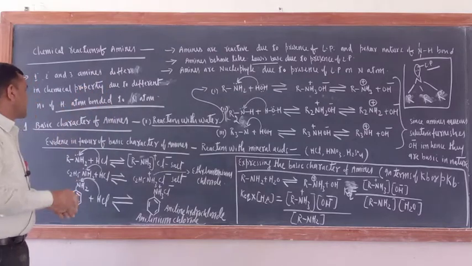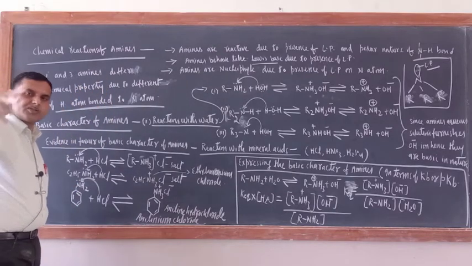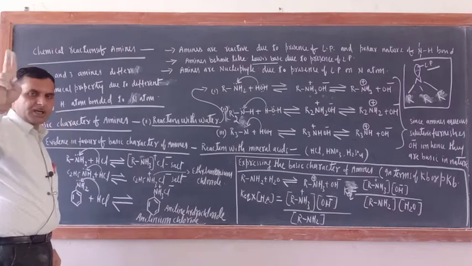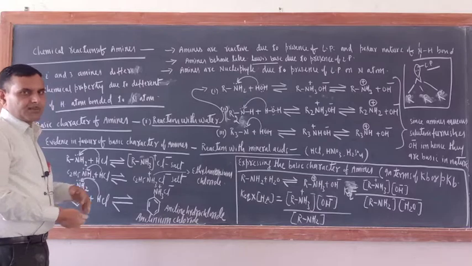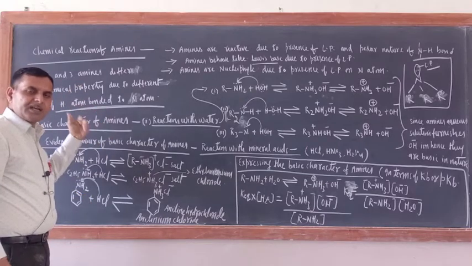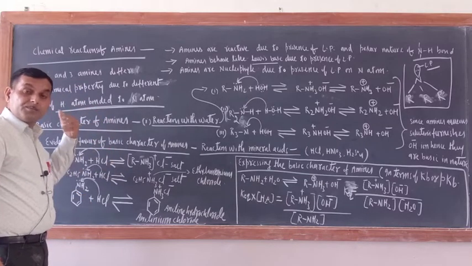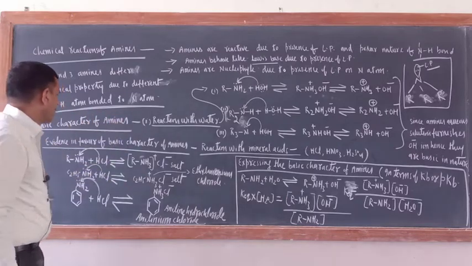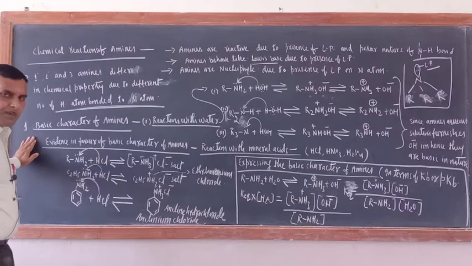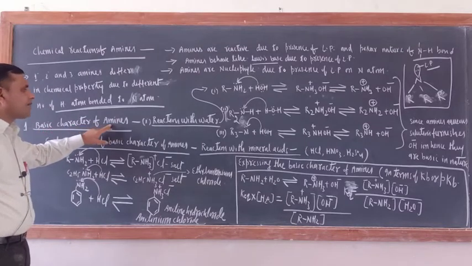Just try to understand. In 1 degree amines, 2 hydrogens are bonded with the nitrogen. In 3 degree, none is bonded. In 2 degree, 1 hydrogen is bonded. So their chemical reactivity differs due to the different number of hydrogen atoms bonded with nitrogen. Okay. So now under chemical property, first one is the basic character of amines.